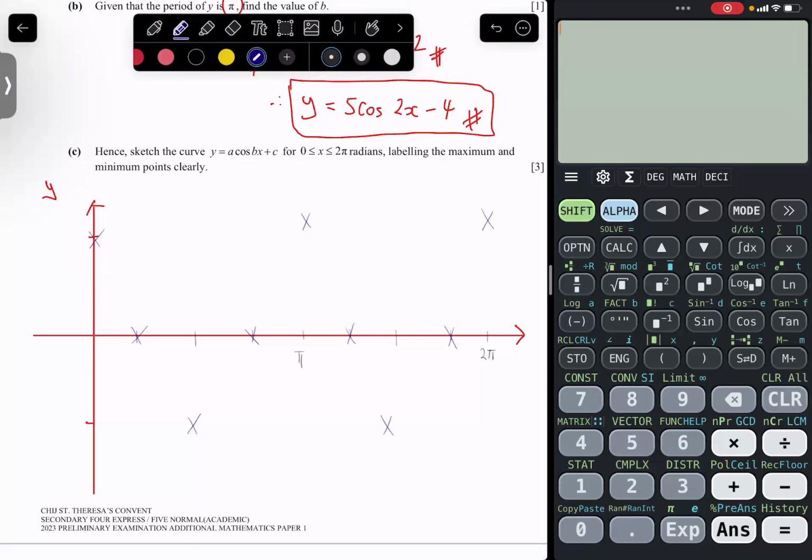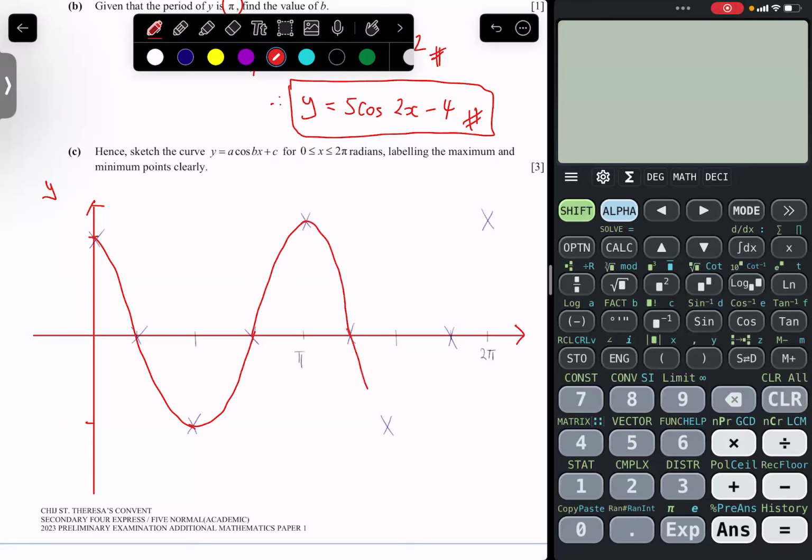Okay, so I have all my points plotted out. So now I can draw my cosine graph. It's going to look like this. Now, however, the maximum point is 1, the minimum point is -9. This line that I've drawn is the center line, which is -4. So need to keep that in mind.